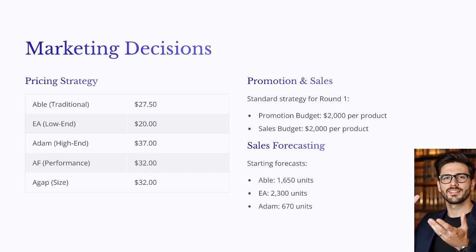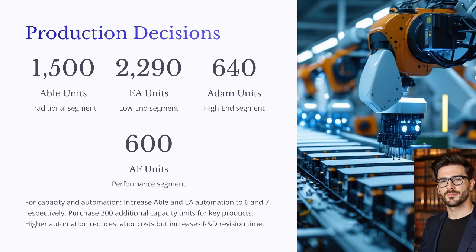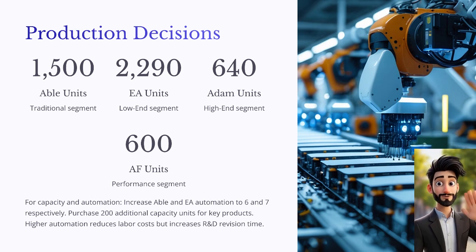Click Recalculate to see the updated contribution margins and marketing effectiveness. Part 4. Production decisions. Your production decisions should align with your sales forecasts. Units to produce: match your forecasts, with a slight buffer to avoid stockouts. Able, 1,500 units; Baker, 2,290 units; Acme, 640 units; Adam, 600 units; Agape, 510 units.